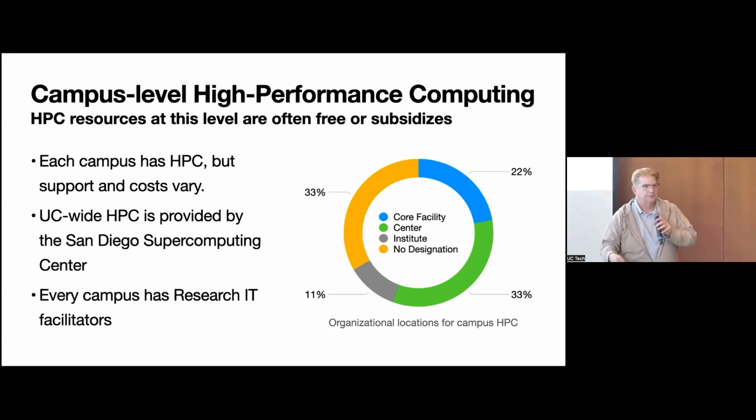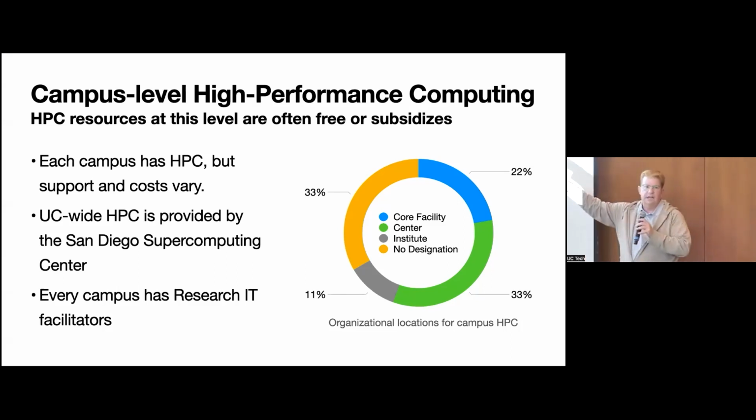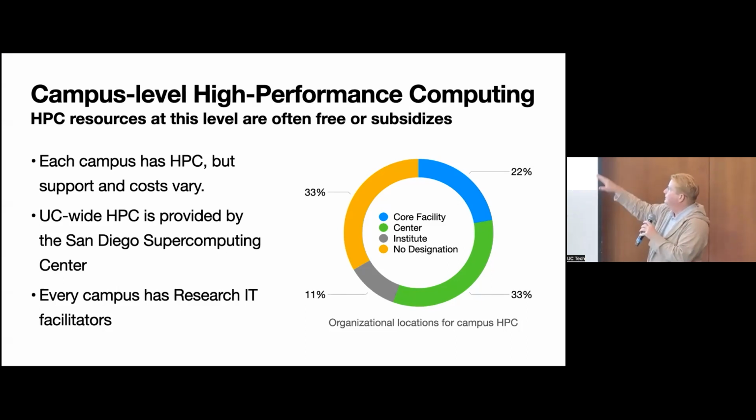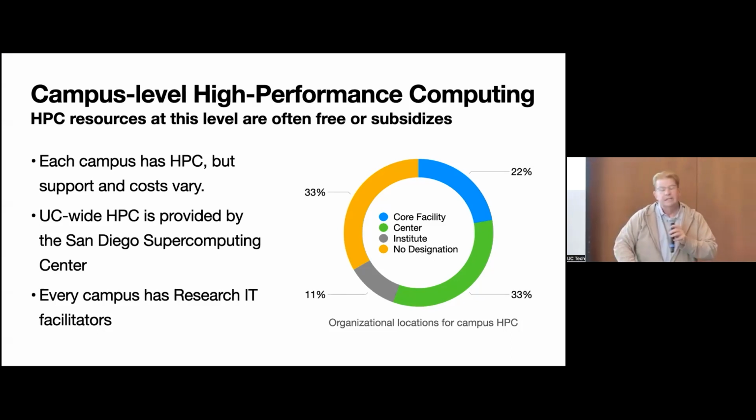This is high performance computing. This is the traditional supercomputer that you've heard about. And HPC in the UC resides in these places, either in a core facility, a center, an institute, or on 3 campuses, no designation at all. But it is a service that's developed. It turns out that I run HPC on the UC campus with a small team of dedicated staff and volunteers, and anyone can use this platform.